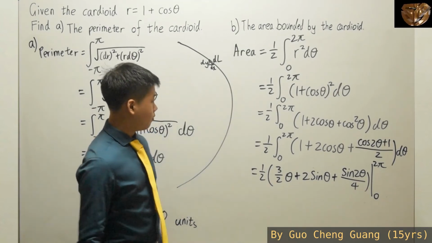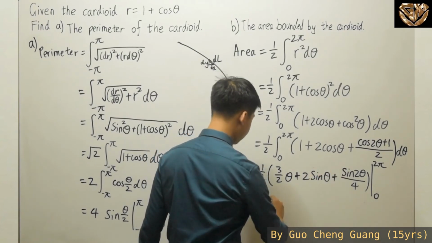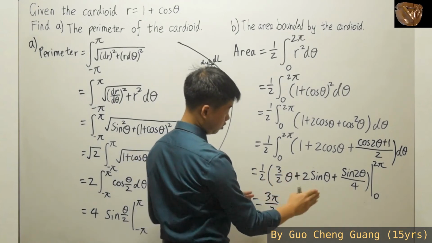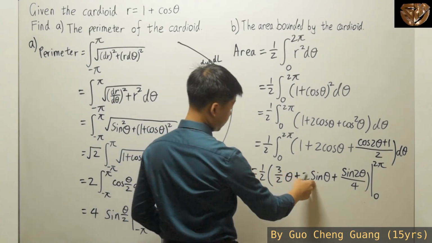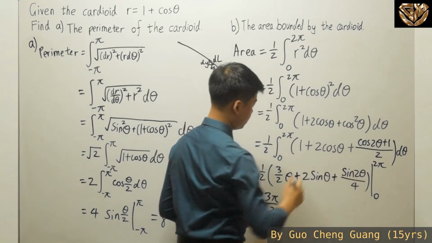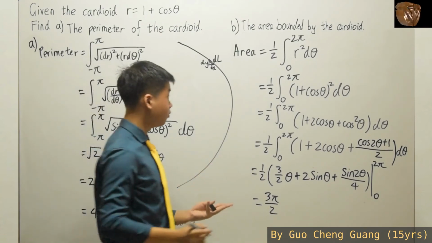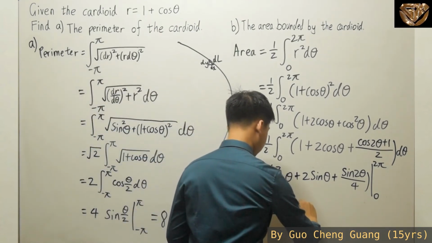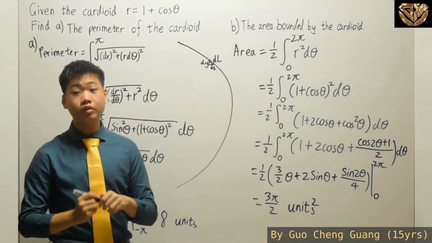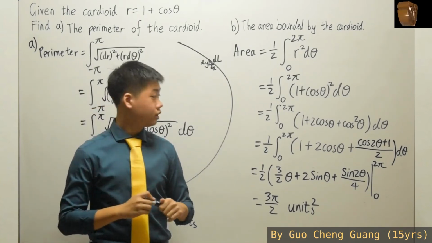For this first part, you are going to have 3 over 4 times 2 pi, which is 3 pi over 2, minus 3 over 4 times 0, which is 0. So sine 2 pi is 0, sine 0 is 0, sine 4 pi is 0, sine 0 is 0. So that means this is what you're going to have, 3 pi over 2. And if you want to include units, then this will be units squared. Alright? So this will be the area bounded by your cardioid.